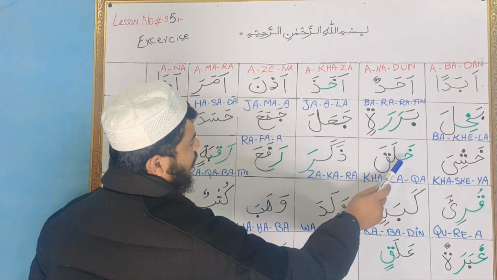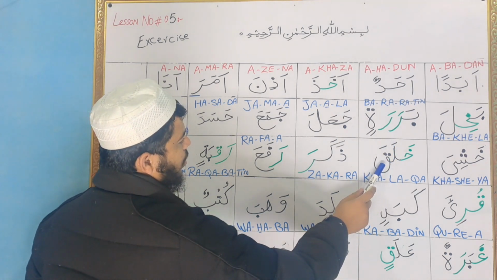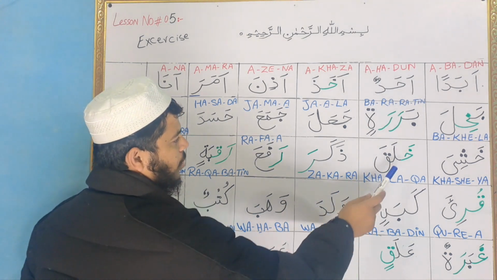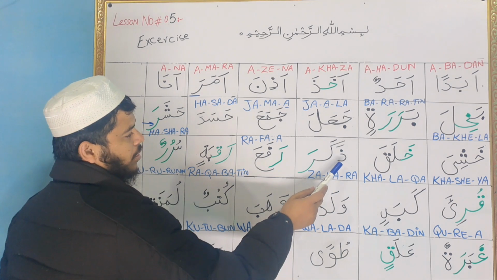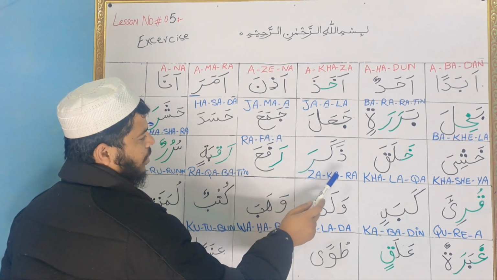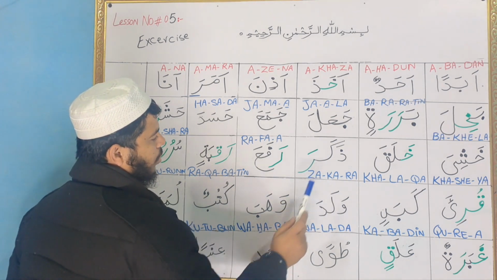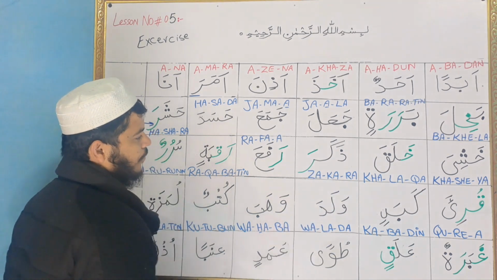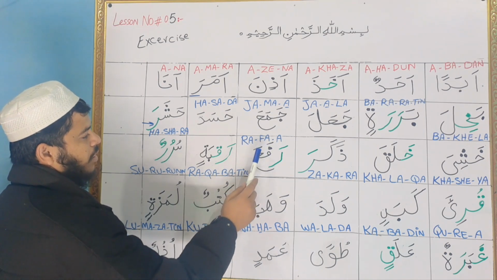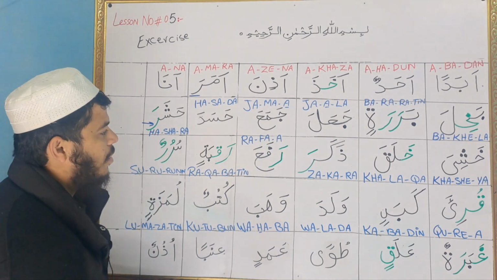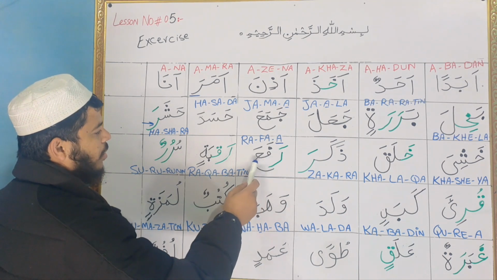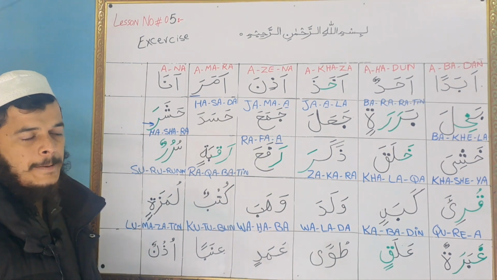Kha fatha kha, lam fatha la, qaf fatha qa, khalaqa. Zal fatha za, kaf fatha ka, ra fatha ra, zakara. Ra fatha ra, fa fatha fa, ain fatha a. Okay. Rafa'a.